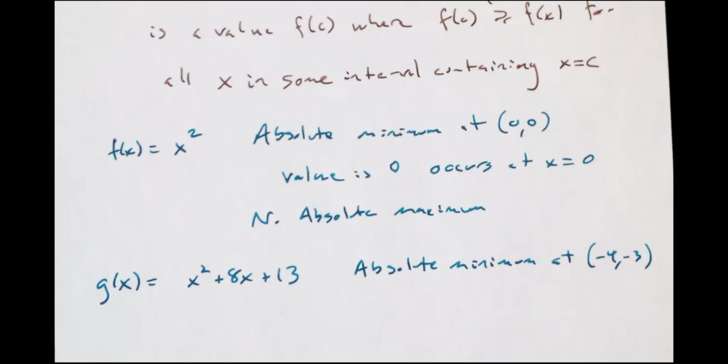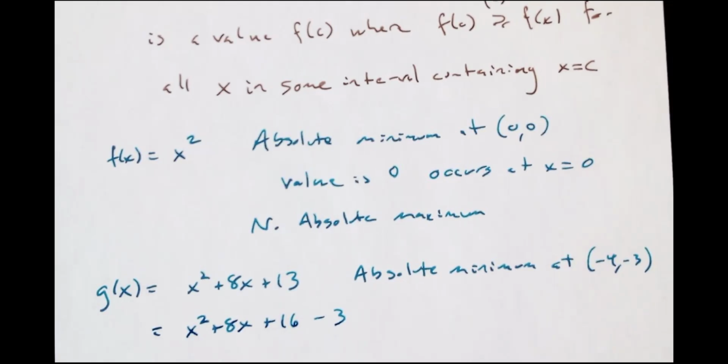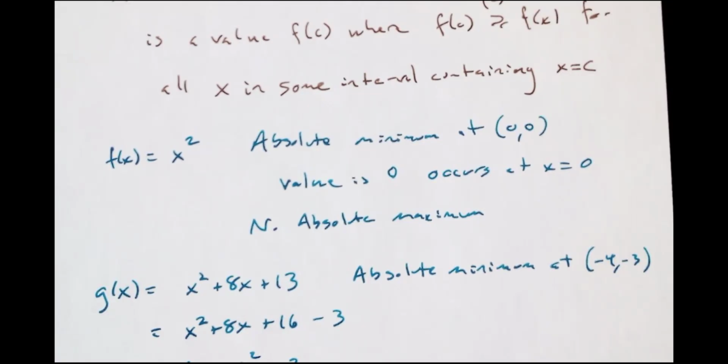Completing the square. If I think about this, half of 8 is 4. 4 squared is 16. So I really want a 16. But I have a 13, so I add the 3 and I subtract the 3. Then this is x plus 4 squared minus 3. And that's a shift of 4 units to the left and 3 units down.